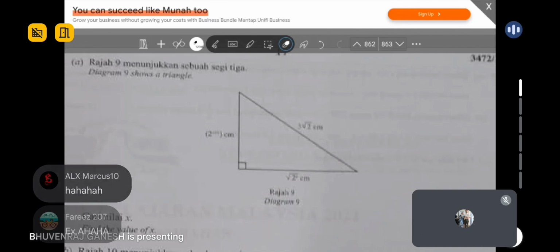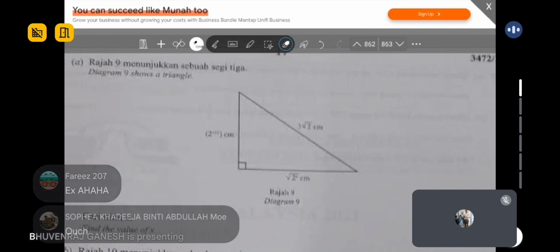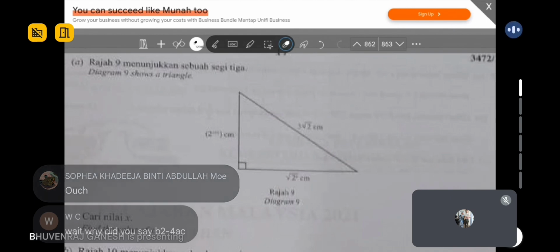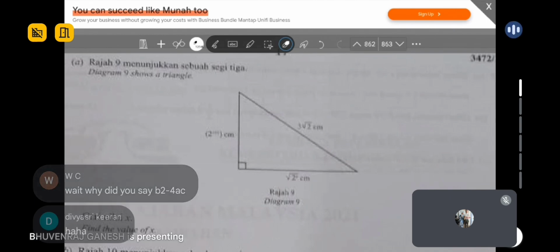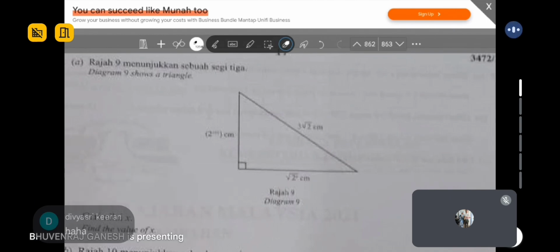Yes, theorem Pythagoras, correct. Marcus can relate. Very good. B square minus 4ac. I didn't say b square minus 4ac. Oh, just now question. Don't use the b square minus 4ac because it's function. Function chapter 1 form 4, don't use. Why can't function equal 0?